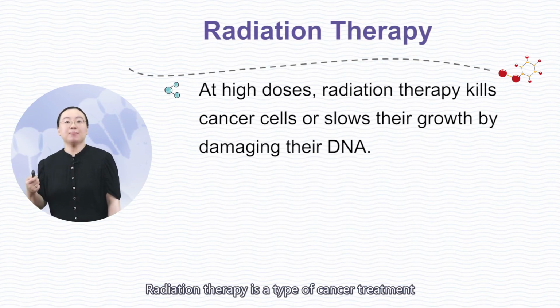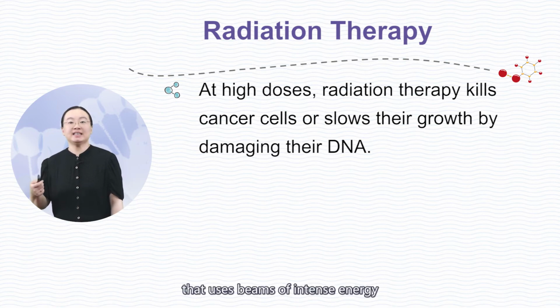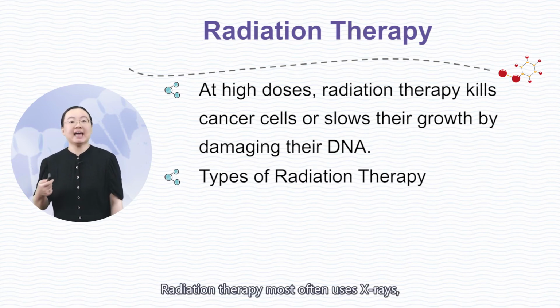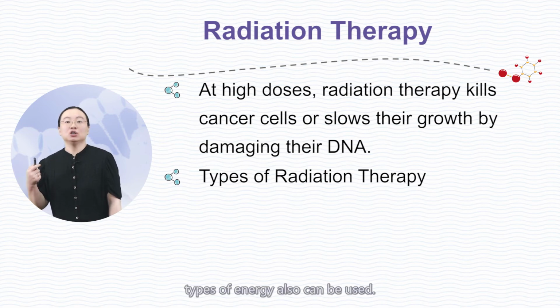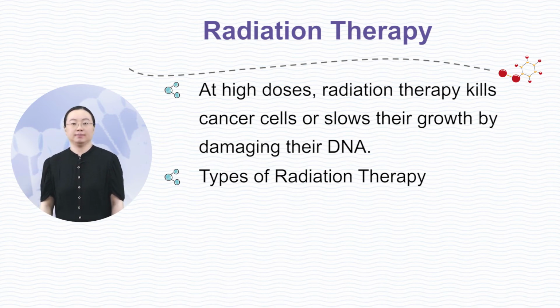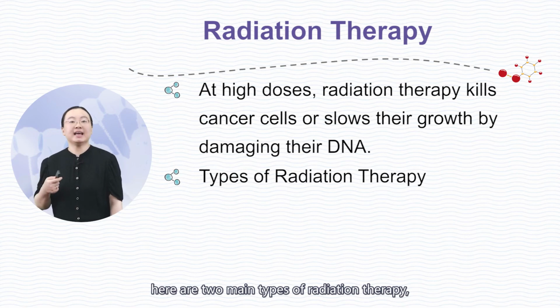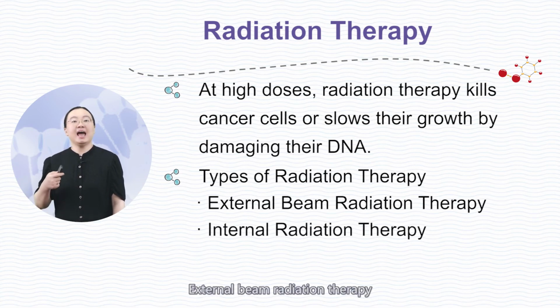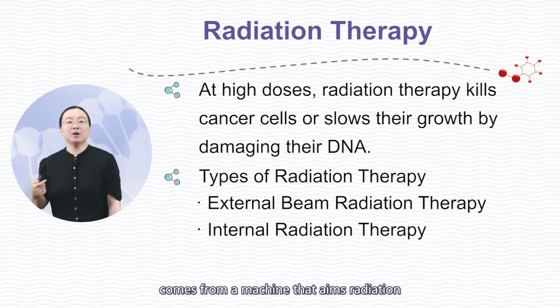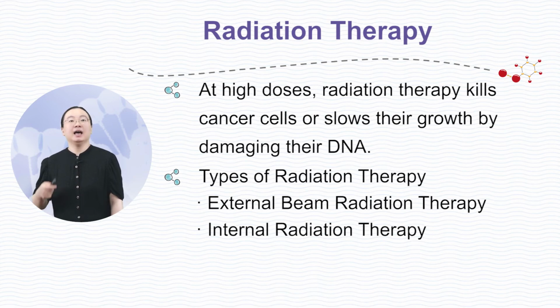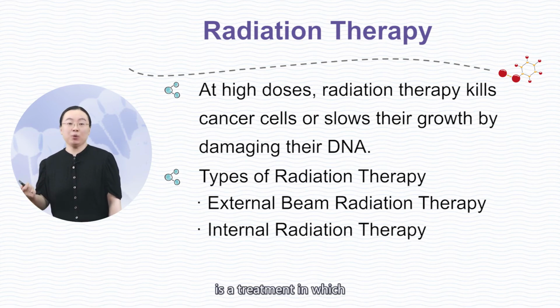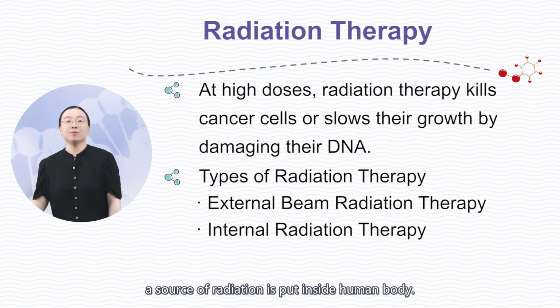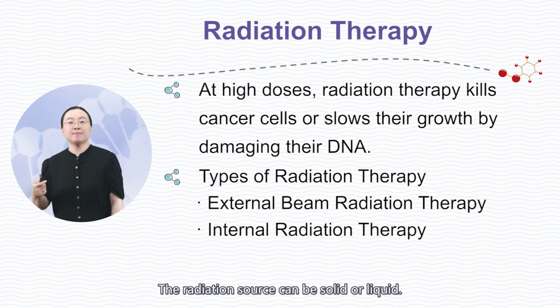Radiation therapy is a type of cancer treatment that uses beams of intense energy to kill cancer cells. Radiation therapy most often uses X-rays, but protons and other types of energy also can be used. There are two main types of radiation therapy: external beam and internal. External beam radiation therapy comes from a machine that aims radiation at cancer, which is a local treatment. Internal radiation therapy is a treatment in which a source of radiation is put inside the human body. The radiation source can be solid or liquid.